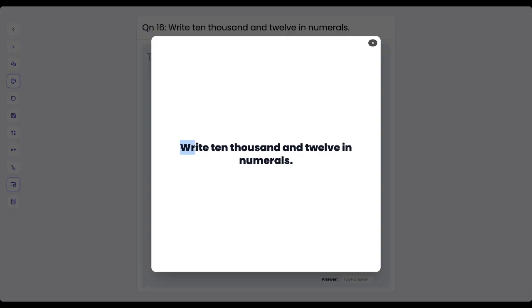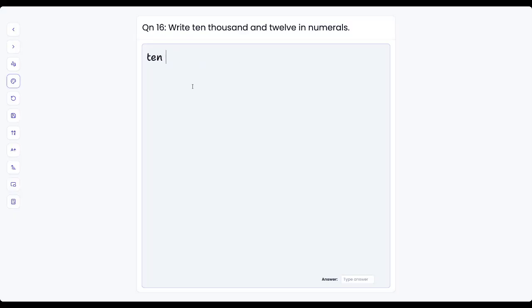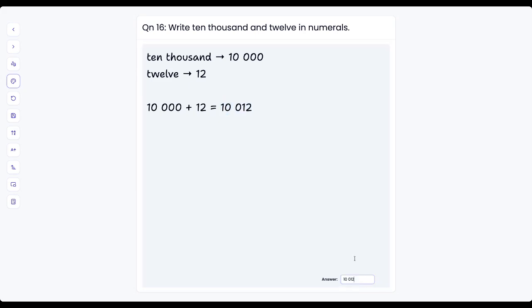Question 16, write 10,012 in numerals. So 10,000 is equal to 10, then 3 zeros, 10,000. What about 12? 12 is just 12. So it's as simple as 10,000 plus 12 equals 10,012. There you go. So that's the answer, 10,012. All right. Let's move on to the next question.